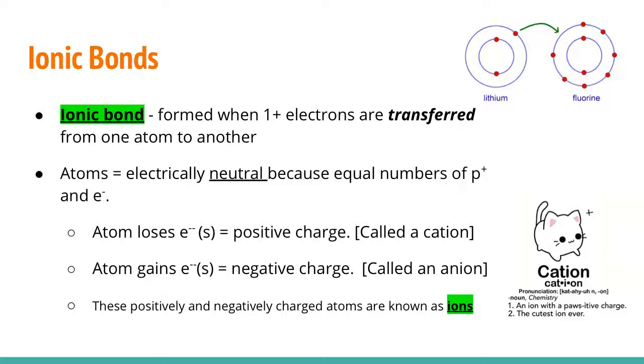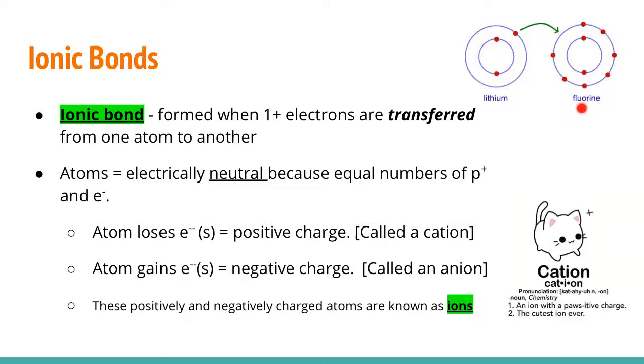So let's say we look at lithium. Lithium has 3 electrons. It also has 3 protons. However, it's going to transfer its electron over there, and it's going to lose an electron. So when that atom loses an electron, it ends up getting a positive charge because there's more protons than electrons. And remember, we call this the cation. Cation positive. Cats have paws.